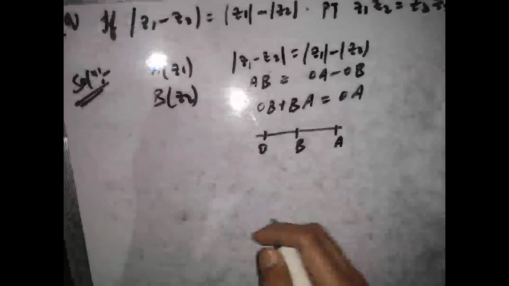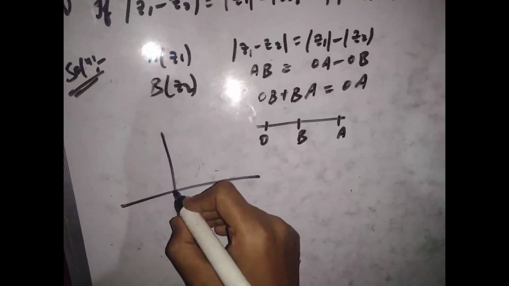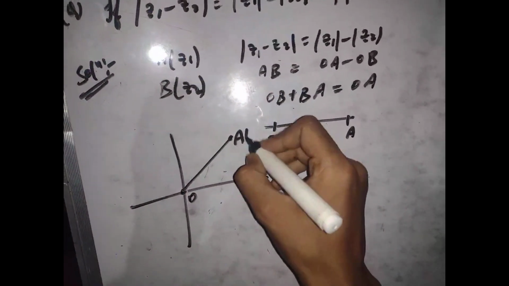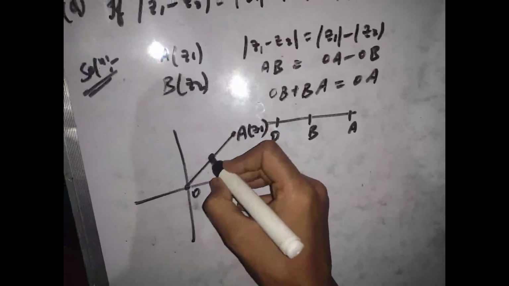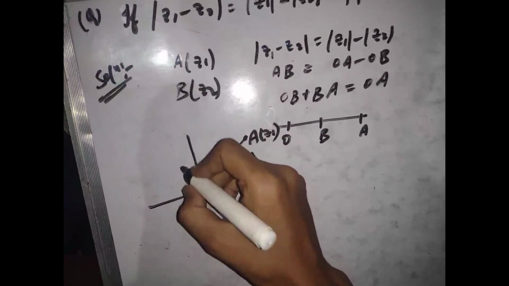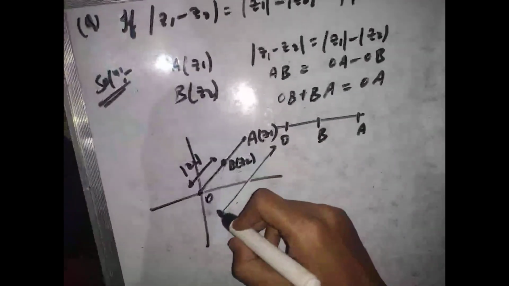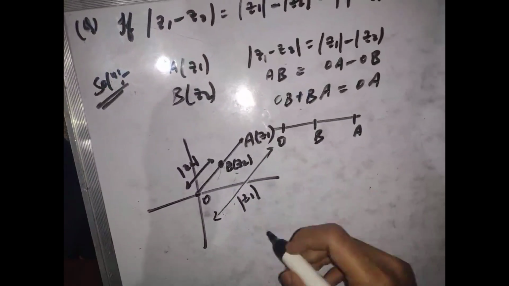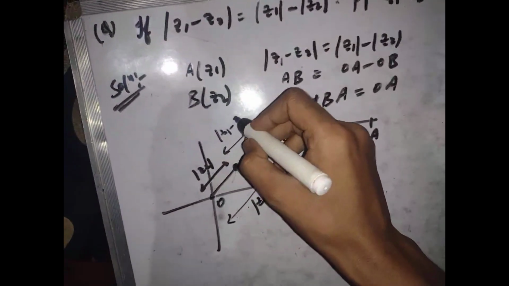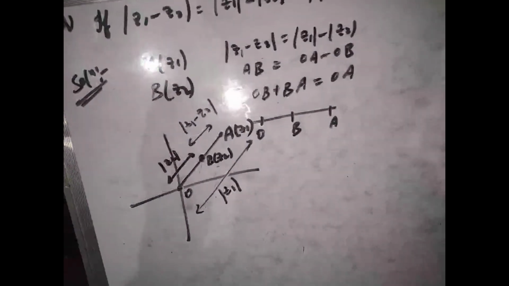Okay. Now if we plot this in Argand plane, what we see is that origin is somewhere here. This is A, Z1, and this is B, Z2. So this is mod Z2, and this whole thing is mod Z1, and this small thing is mod Z1 minus Z2. Okay. Now again, it is very simple.